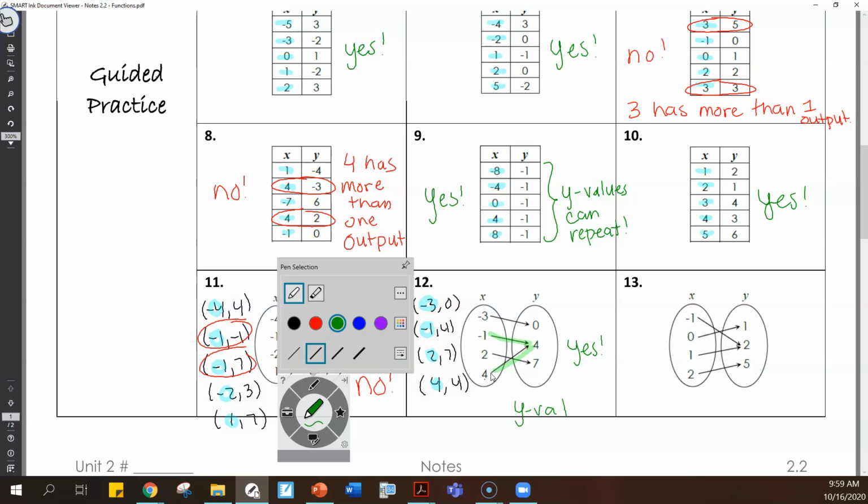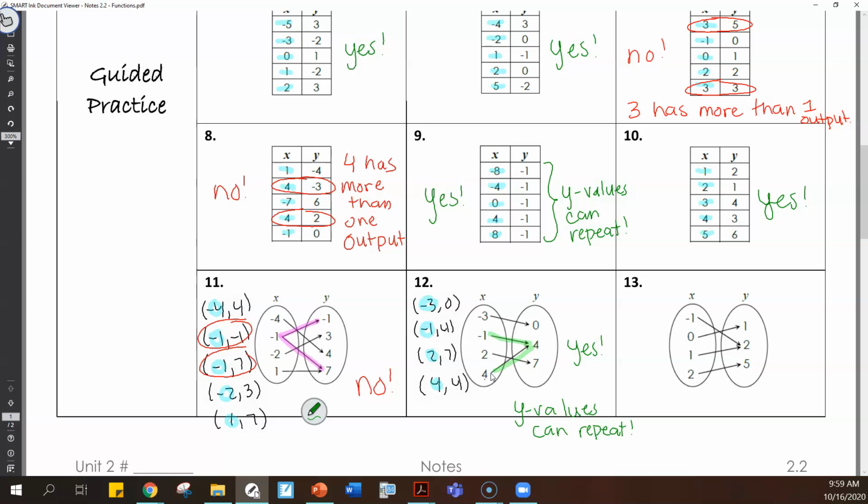Why don't you go ahead and try number 13 and check back here to check your answer. So for number 13, you should have gotten that this is a function because none of my x values repeat. It's okay that 2 arrows are pointing to my 2 because it's a y value and y's can repeat.